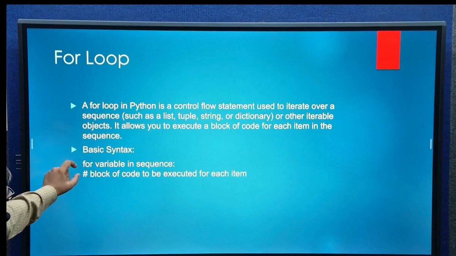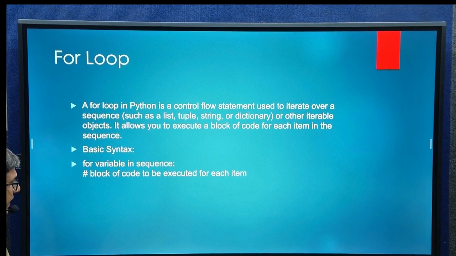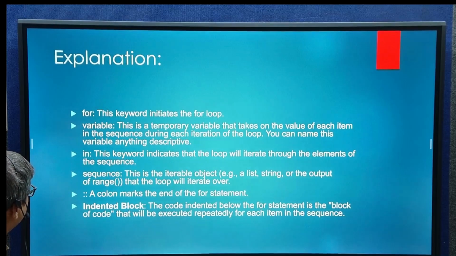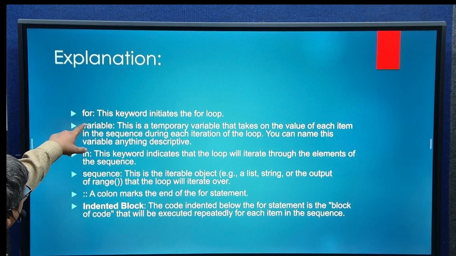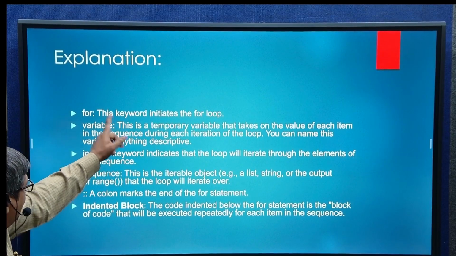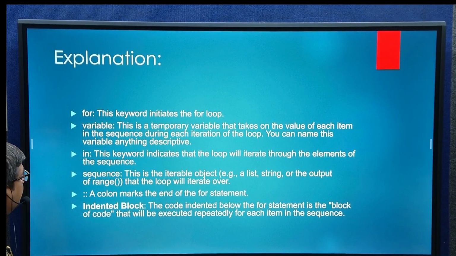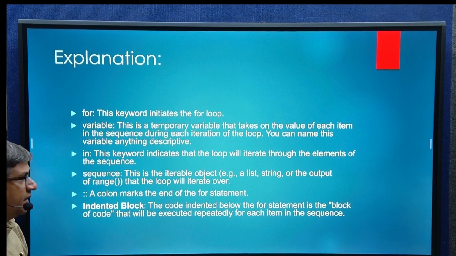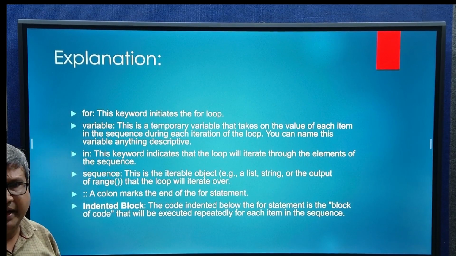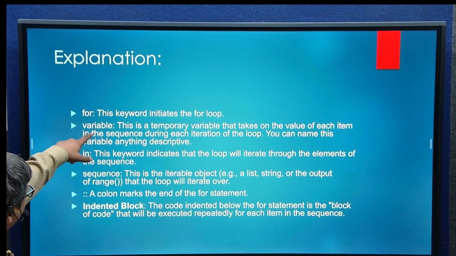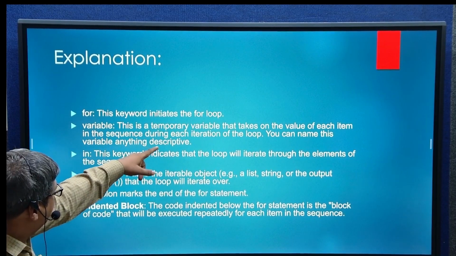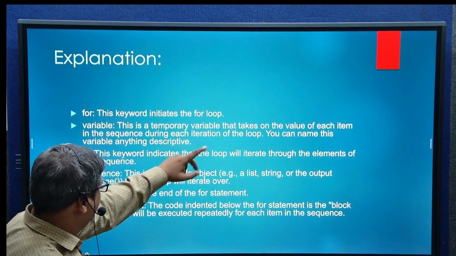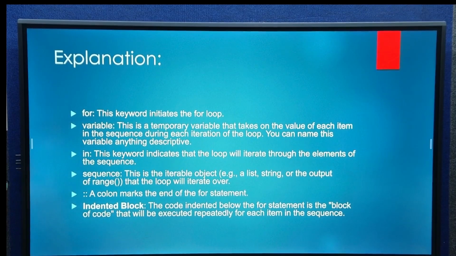When we write this code, only then will the execution of the code take place. After that we can see an example and an explanation of the syntax. First, for is the keyword that initiates the for loop. All of us know that a keyword is a predefined word used in any programming language. After that, the variable is a temporary variable that takes on the value of each item in the sequence during each iteration of the loop. We can name this variable anything descriptive; you can give the variable any name.